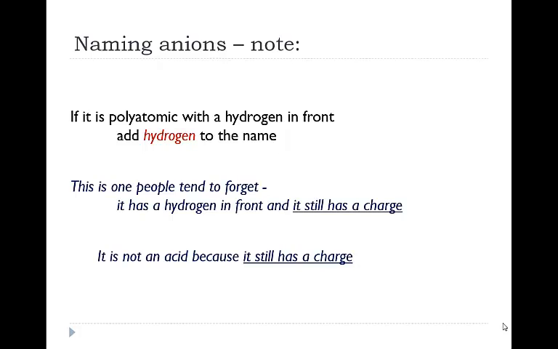And I want to emphasize that. This is something that people tend to forget. If you have a polyatomic ion with a hydrogen in front, then you add hydrogen to the name. Now remember, this is when it still has a charge. So for example, if you have sulfate and you put one hydrogen in front, then it still has a charge and it is called hydrogen sulfate. If you put two hydrogens in front, it doesn't have a charge anymore, then it's an acid, and you use acid naming rules.